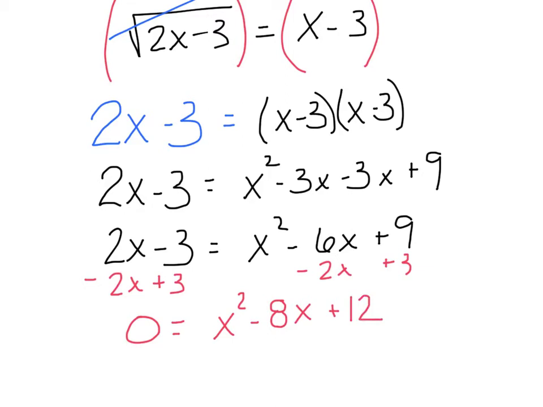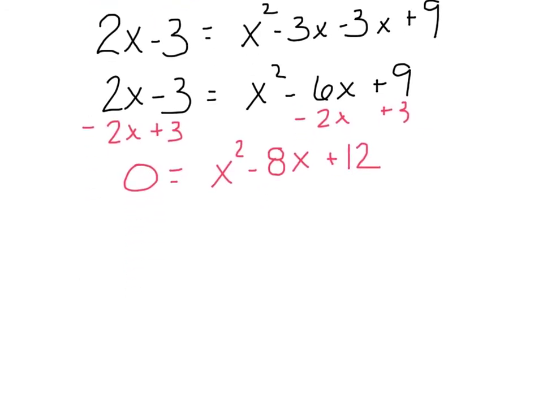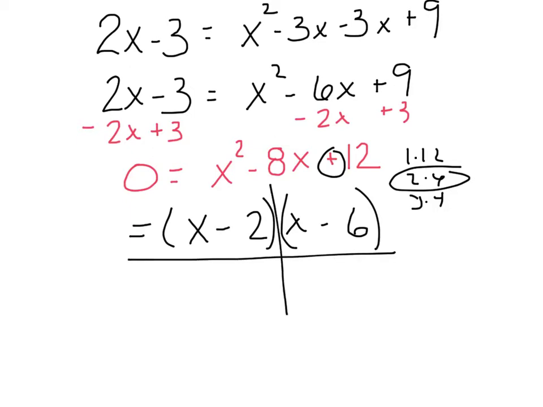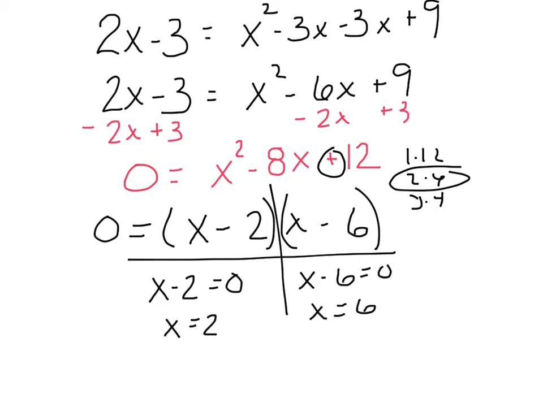Now I'm going to factor. So I've got 1 and 12, 2 and 6, 3 and 4. I'm going to go with 2 and 6. x and x, 2 and 6. I need to multiply to a positive, that means they're the same, and add to a negative, that tells me they're both negative. Tee it up. I get x minus 2 equals 0, therefore x equals 2. And x minus 6 equals 0, therefore x equals 6.